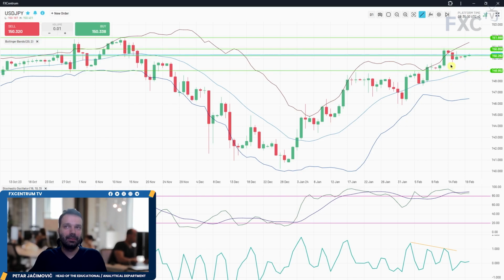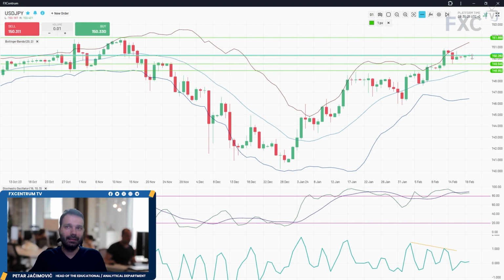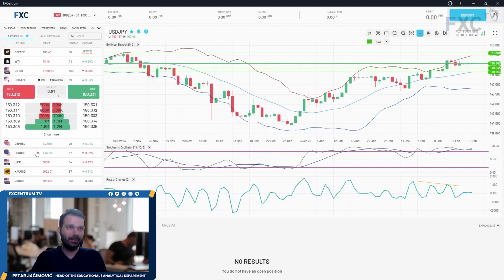So pay attention in this area, 150 from one side, resistance 150.85, and from another side, pay attention also to this pin bar low, the 148.60 area, and either we have a pullback towards the middle Bollinger Band, or we can see much higher prices, but this is so far indecision and a coiling process that is happening on USD versus Japanese yen.